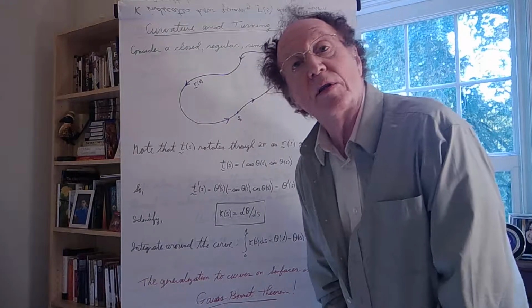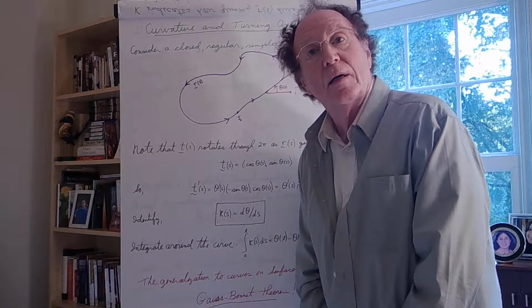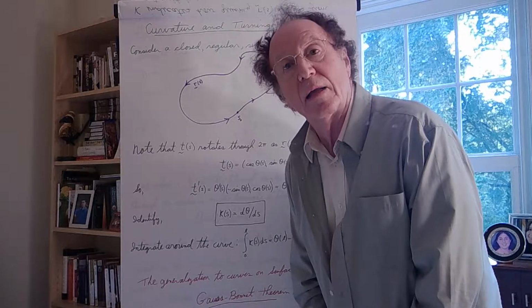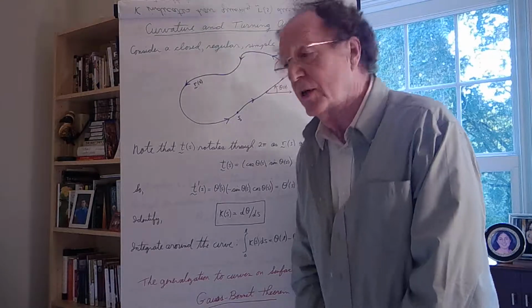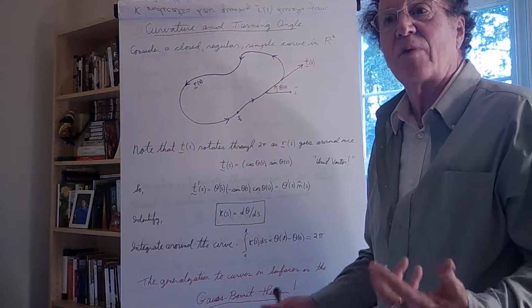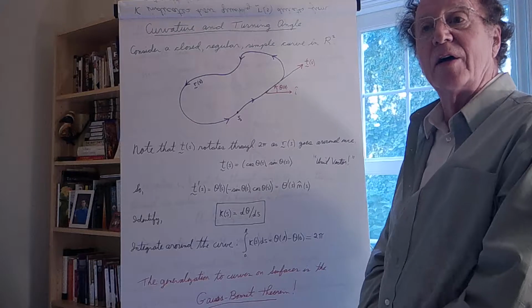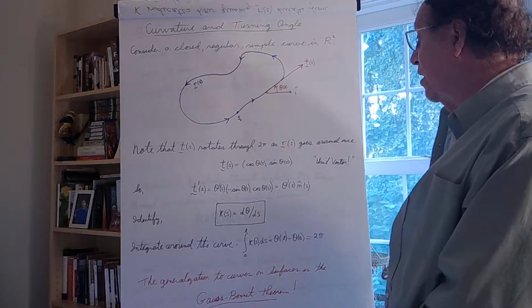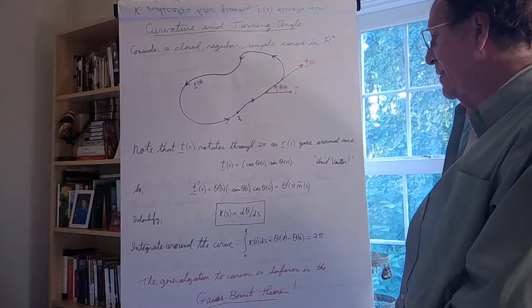Okay, so we learned that the rate of change of the turning angle with respect to the arc length is equal to the curvature of the curve. Not very surprising, is it? That's what we think about when we think about curvature. It's the rate at which the curve deviates off the tangent.